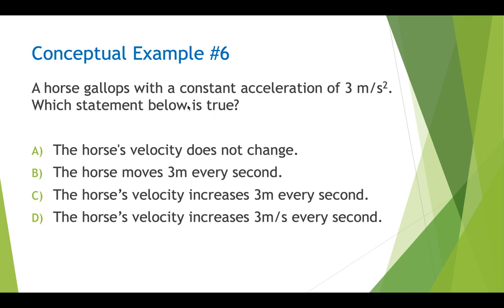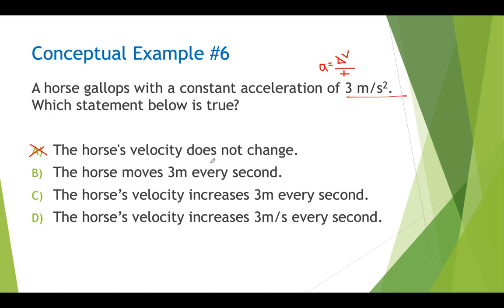So in concept example number 6, we're given a description of motion for a horse. A horse gallops with a constant acceleration of 3 meters per second per second. Which statement below is true? A, the horse's velocity does not change. We know that can't be true because change in velocity over change in time is acceleration. If our velocity doesn't change, we're not accelerating. According to the problem, the horse accelerates at 3 meters per second per second, so that eliminates answer choice A.